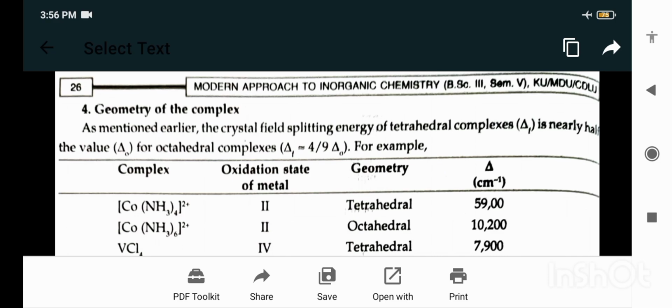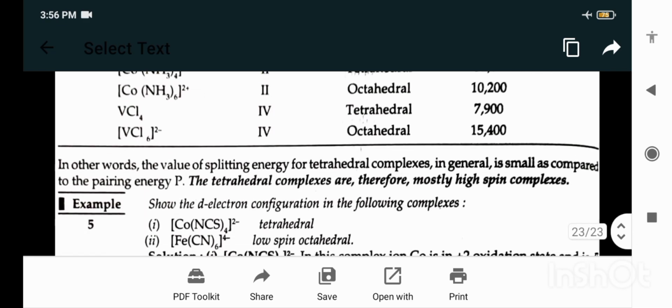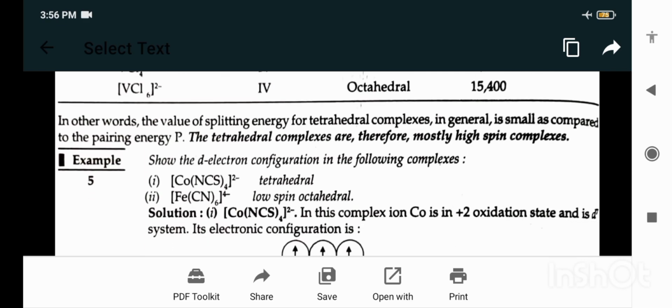As mentioned earlier, the crystal field splitting energy of the tetrahedral complex is nearly half the value for the octahedral complexes. In other words, the value of the splitting energy for the tetrahedral complex is generally small as compared to the pairing energy. The tetrahedral complexes are therefore mostly high spin complexes.